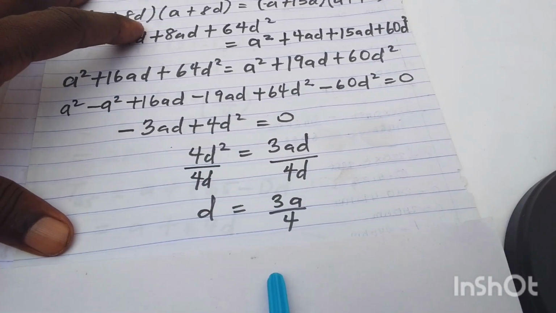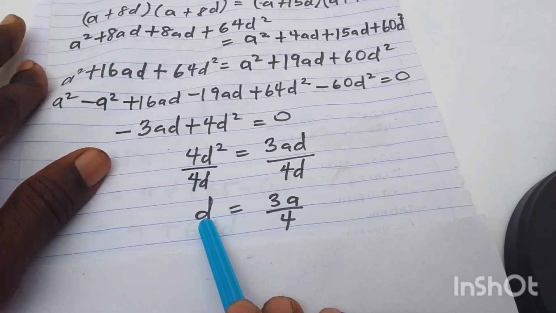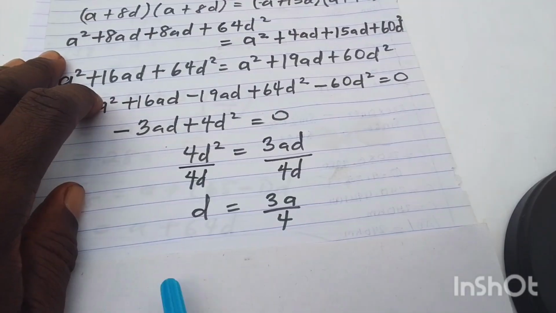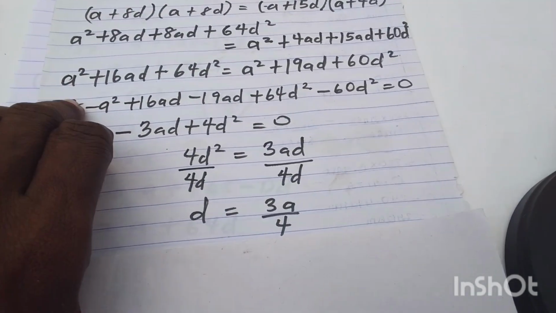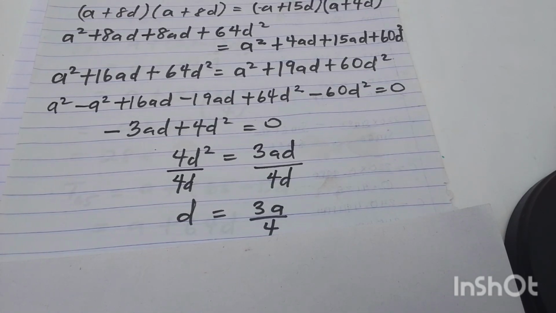So the value for the common difference here, the question said that find the common difference of the linear sequence in terms of the first term. So the common difference, which is d, in terms of the first term is what? 3a over 4. Now the question now says that show that the 21st, 37th and 65th terms of the linear sequence are consecutive terms of an exponential sequence whose common ratio is what?